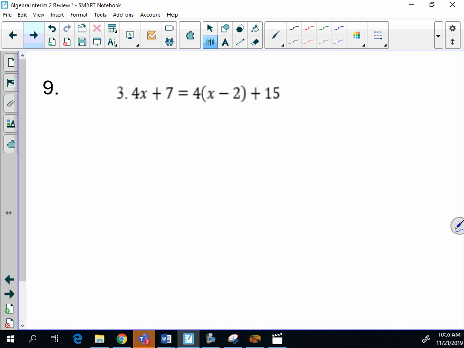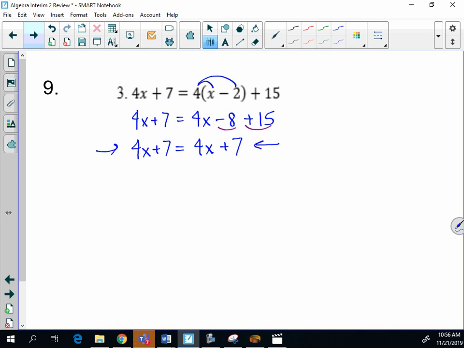We do not have distribution to take care of on the left side, so I will copy down 4x plus 7. On the right side, I have 4x, I have minus 8, and then I have plus 15. I still copy down 4x plus 7. On the right, I'm going to put those two together, and I'll end up with 4x plus 7. And right now, I'm noticing that these are exactly the same.